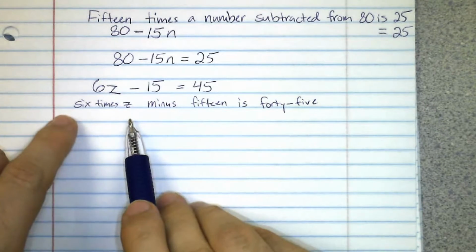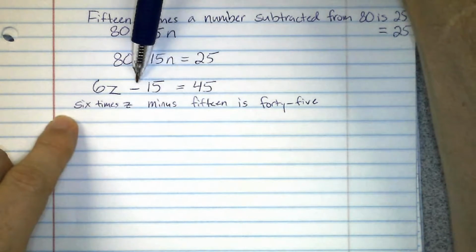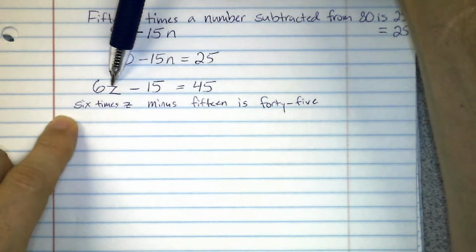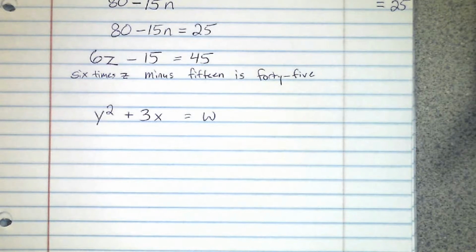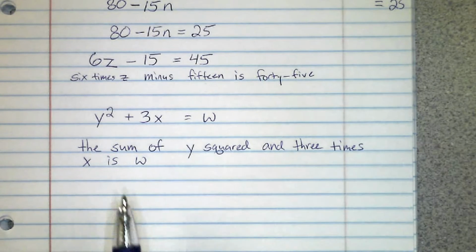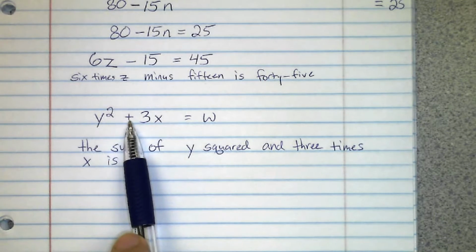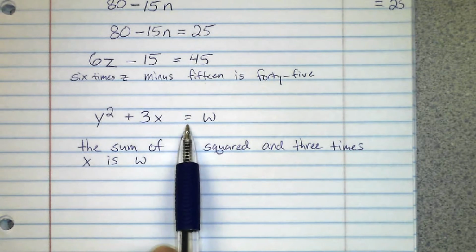Now, you could also write this as 15 subtracted from 6 times z, or 15 less than 6 times z. Either way is fine. It's up to you. Okay, think about how you would write that one. Since we are adding two things, we can say it's the sum of these two things. We name this first. So the sum of y squared and 3 times x is or equals w.